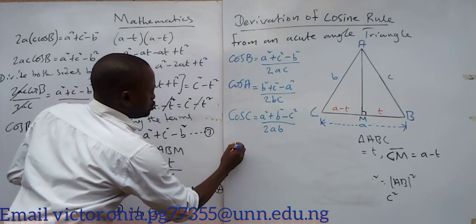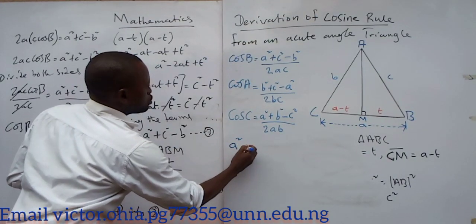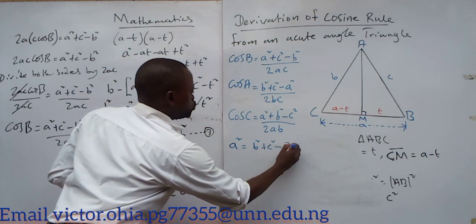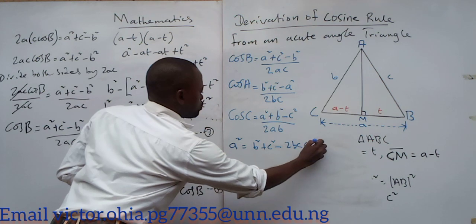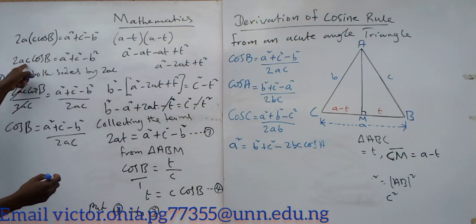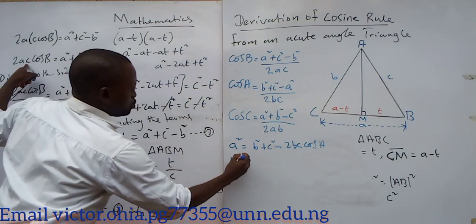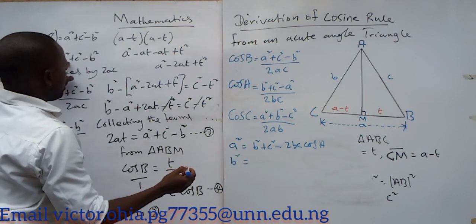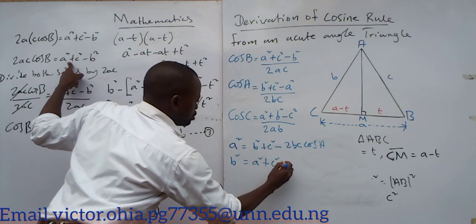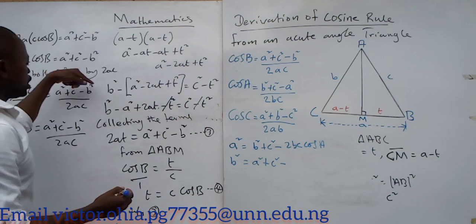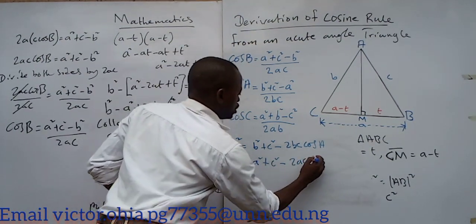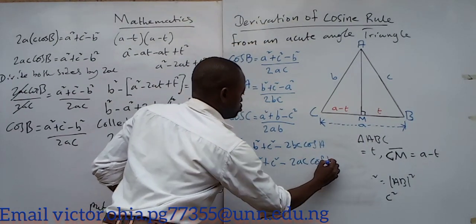Let me start with a. You realize that a squared will be equal to b squared plus c squared, then minus 2bc, then cos capital A. If you do that, now look at the one of b. I take this b over here. b squared equals, you now have a squared plus c squared. Okay, then minus this will come over here and be 2ac, then cos capital B.